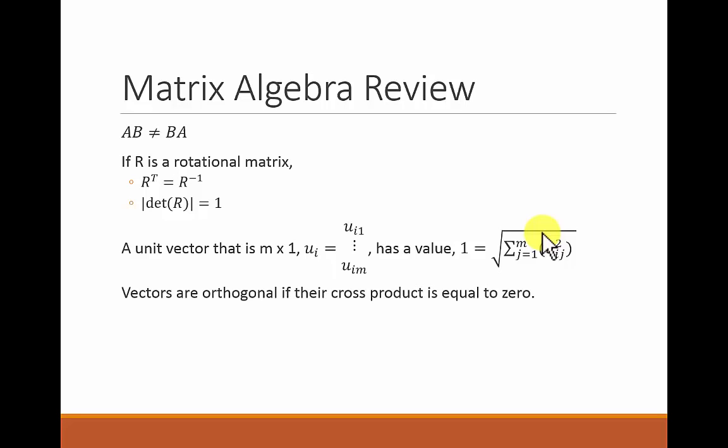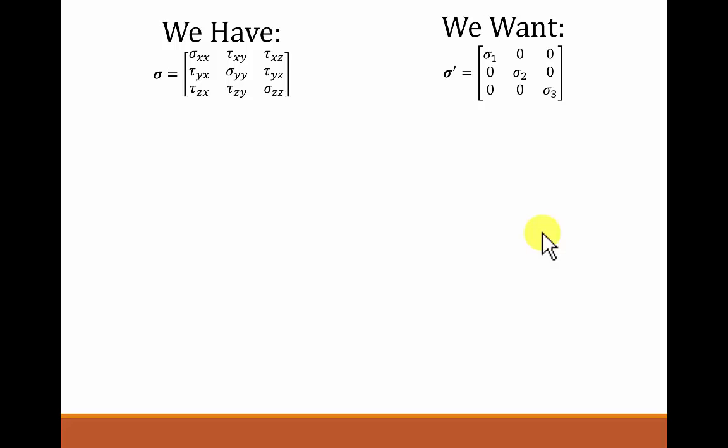We also know that vectors are orthogonal if their dot product is equal to 0. And by orthogonal in 3D space, we typically mean 90 degrees out of phase. But this statement that vectors are orthogonal goes well beyond the three-dimensional matrices that we use. Okay, so here's what we have. Here's what we want to have.